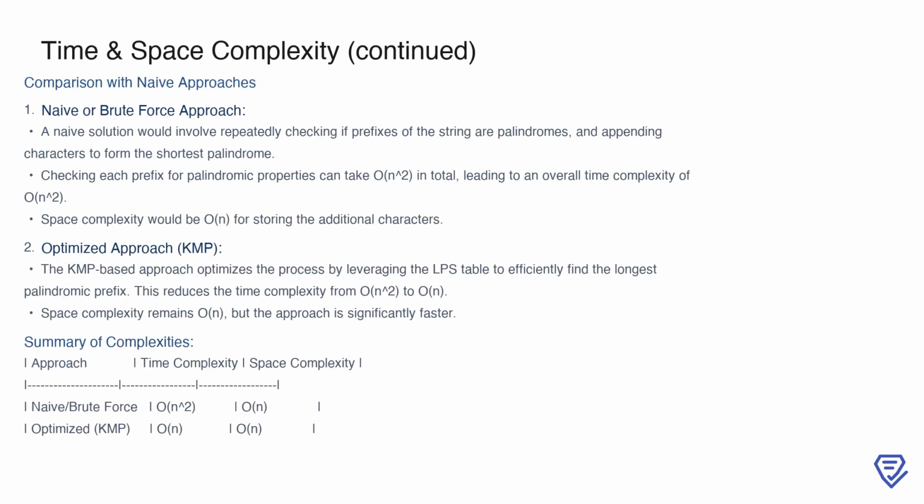To put the optimized solution into perspective, let's compare its time and space complexities to those of a naive or brute force approach. In the naive method, we would repeatedly check if successive prefixes of the string are palindromes and append characters to form the shortest palindrome. Checking palindromic properties for each prefix could take O(n squared) in total, making the overall time complexity O(n squared). The space complexity, on the other hand, would still be O(n) for storing any additional characters.